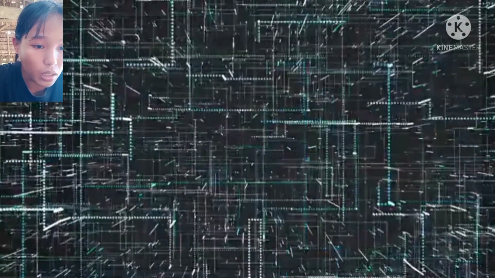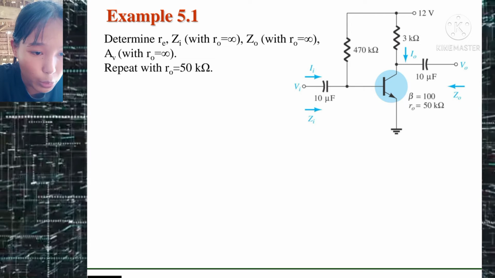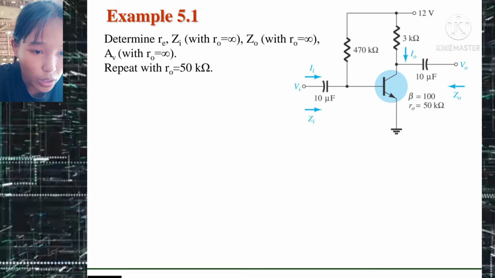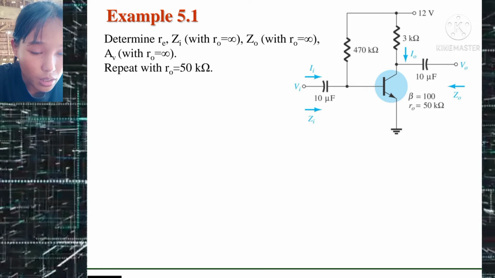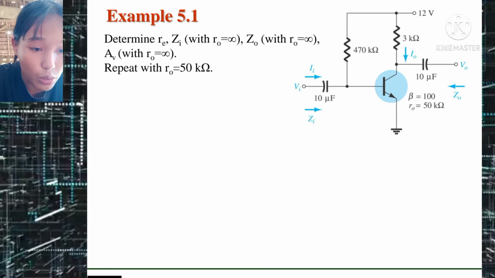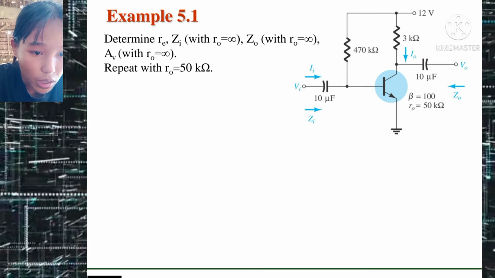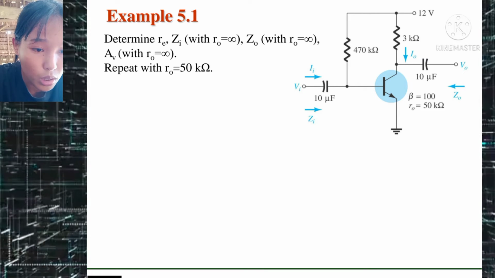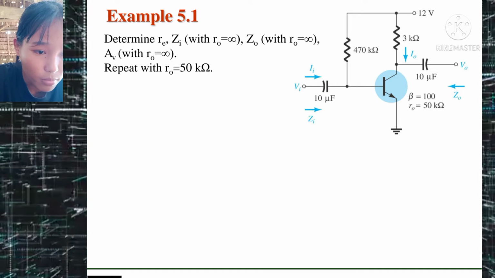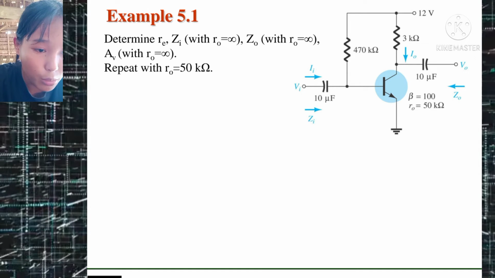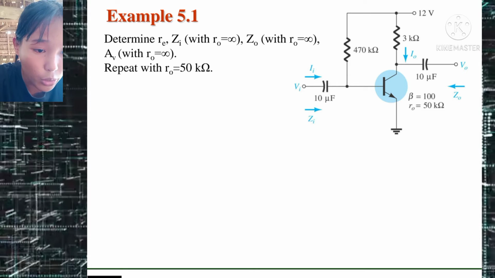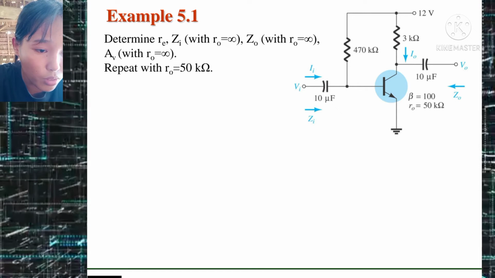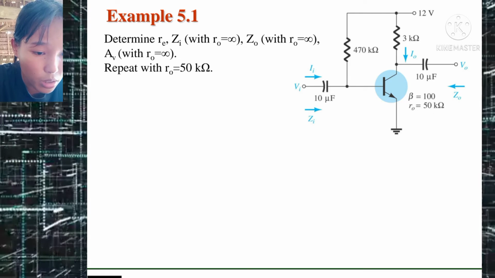So here in this example 5.1, for the network shown here, we are asked to determine re, Zi with ro equal to infinity ohms, Zo with ro equal to infinity ohms, and Av with ro equal to infinity ohms, and repeat parts c and d including ro equal to 50 kilo ohms in all calculations and compare results.